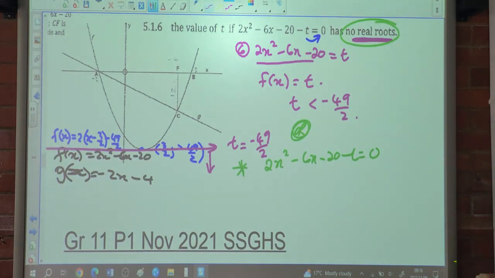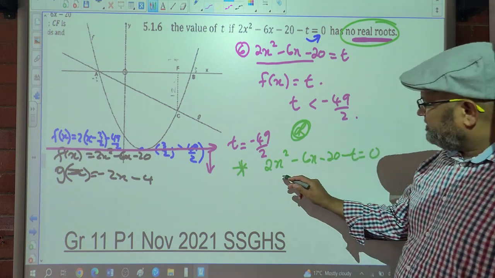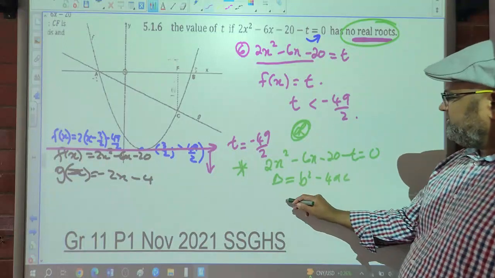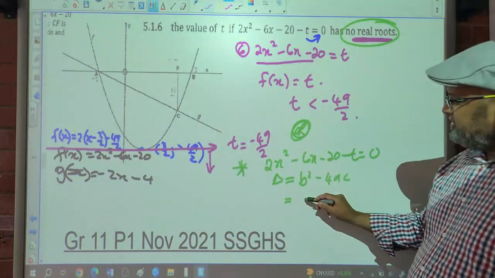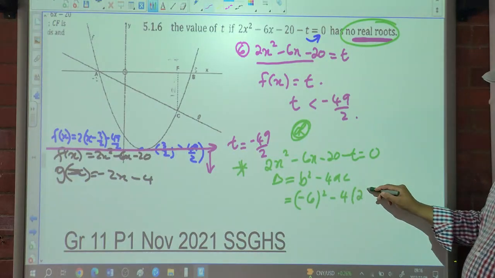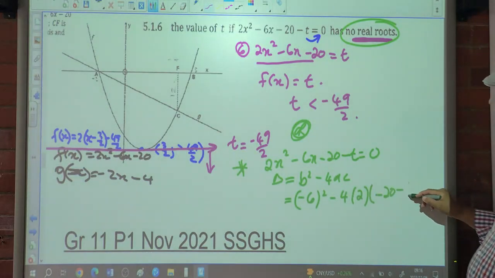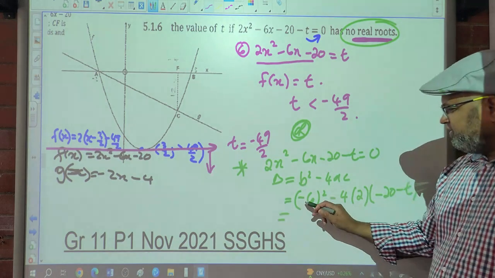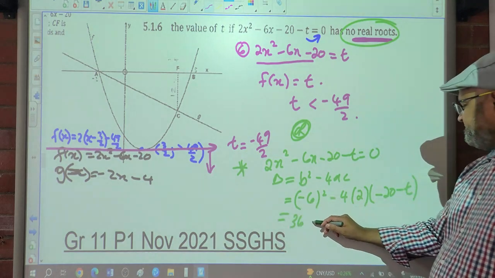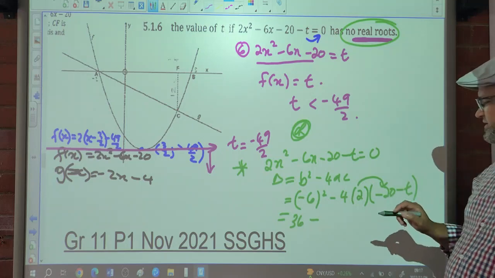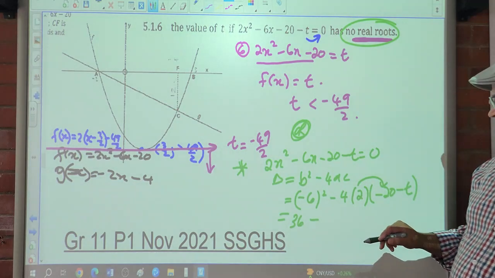So your discriminant, which is b squared minus 4ac. So what's your b value? So negative 6 squared minus 4. Your a value is 2. And your c is negative 20 minus t. That's what your c value is. Multiply that out, I get 36. That's negative 8 times, what is negative 8 times 20? It's 160.